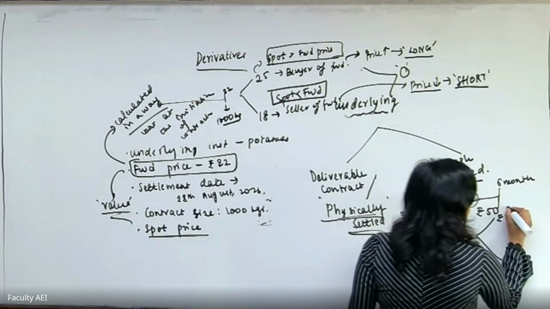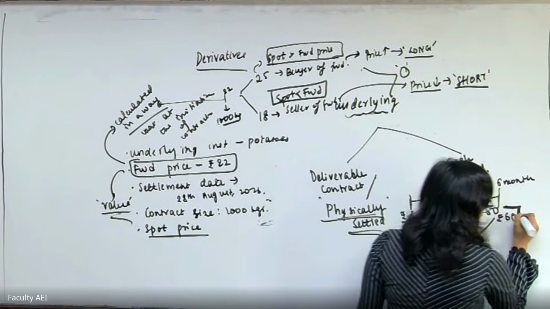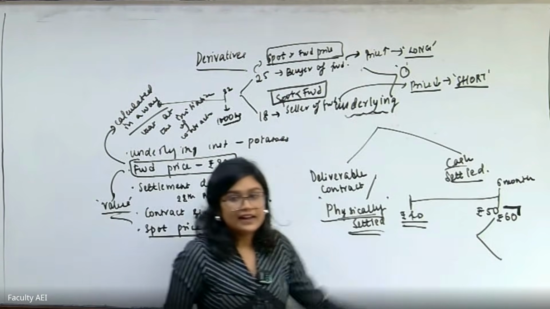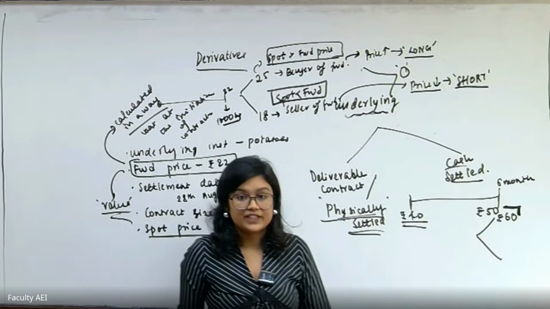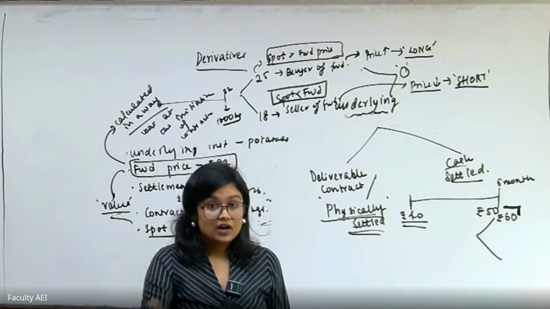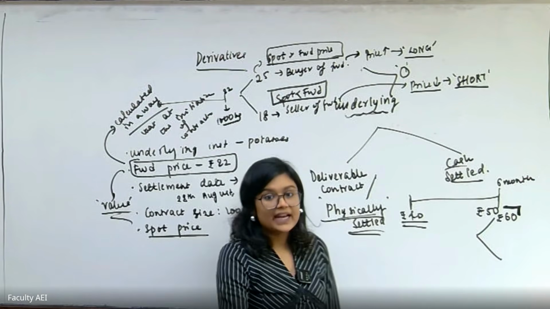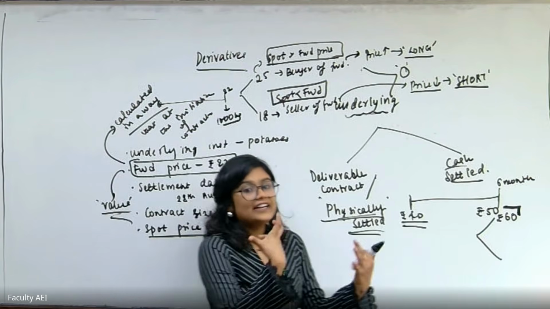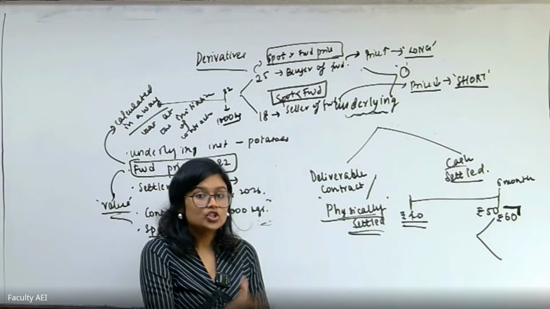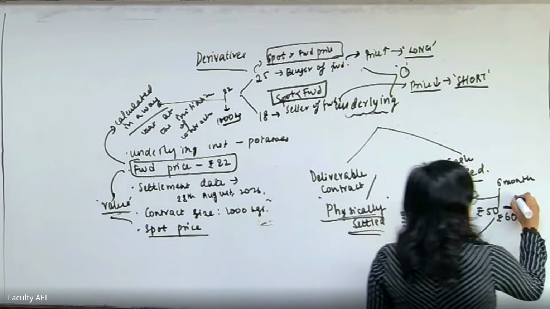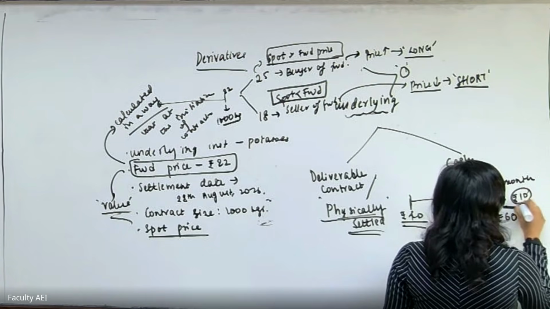So here, what is the difference? The price in the market is rupees 60. They have agreed that they would be exchanging the stock at rupees 50. So the seller would have to buy the stock from the market at rupees 60 and sell the same stock to the buyer of the forward contract at rupees 50. So there would be a rupees 10 difference.